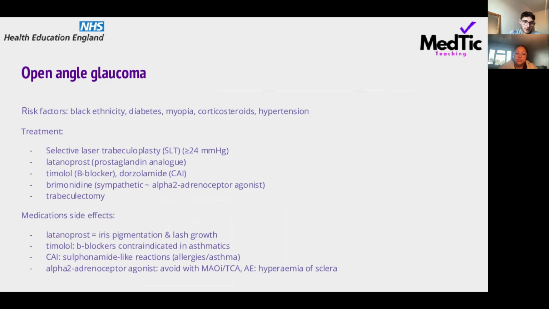Getting back to the question that we had, latanoprost can cause iris pigmentation and lash growth. Timolol is a beta blocker, so it's contraindicated in asthmatics. Dorzolamide can cause an allergic, asthmatic side effect profile, and brimonidine should be avoided with MAOIs and tricyclic antidepressants. You can get hyperaemia of the sclera, so redness of the sclera.